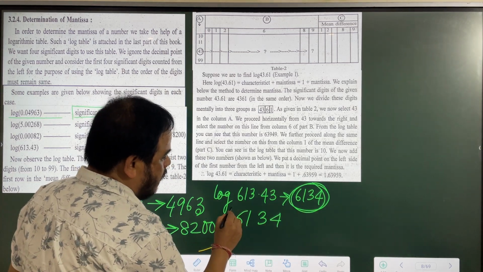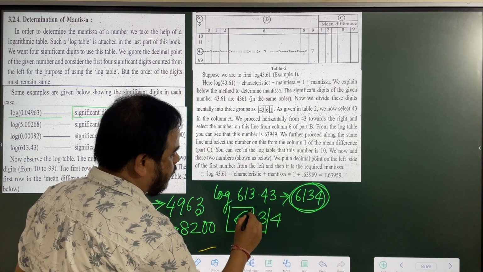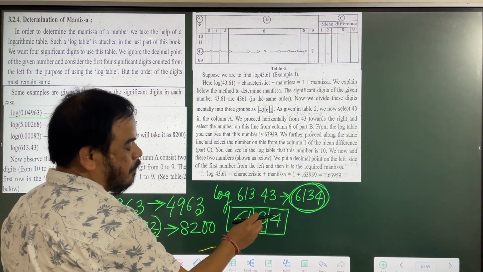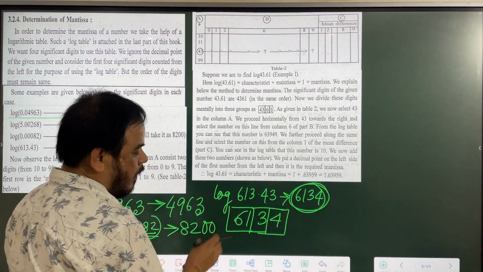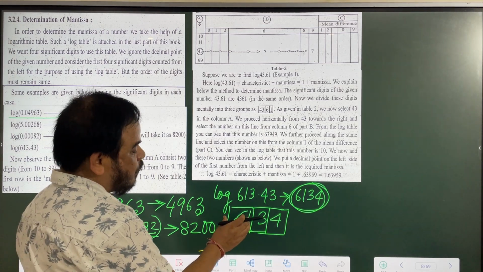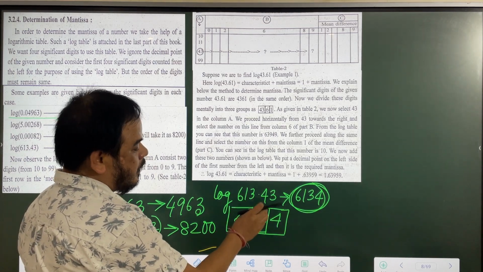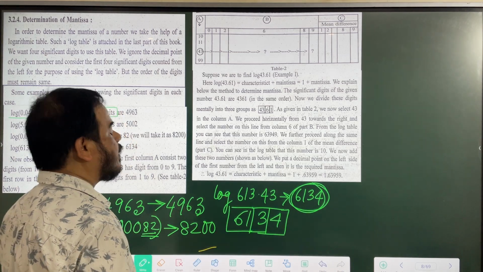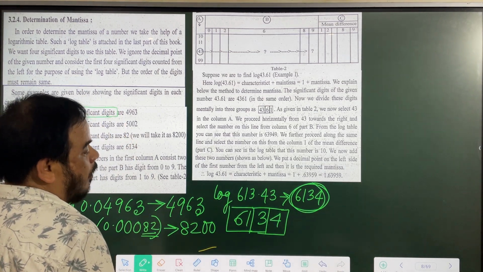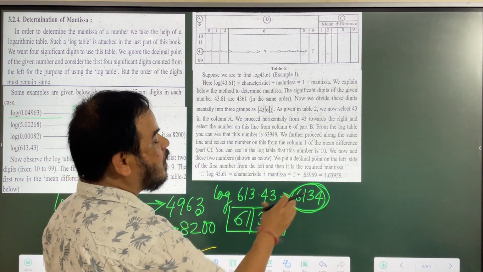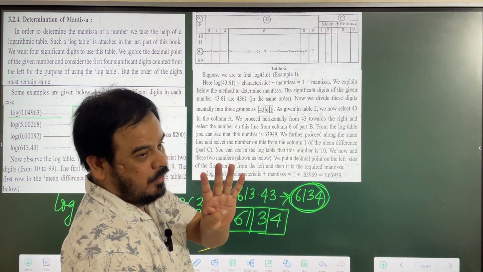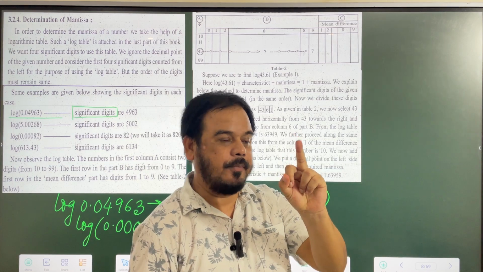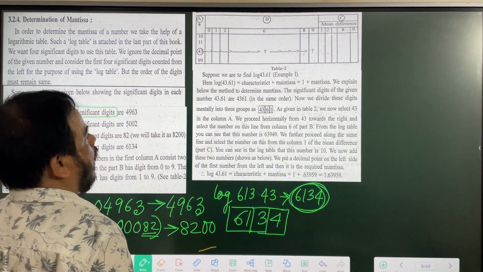With the 6134 significant digits, there will always be 3 parts. The first part will always be a pair. The second part is a single digit, and the third part is also a single digit. Let me repeat: the first will always be a pair, the second a single digit, the third always a single digit. Only then will we get the value of any log from the significant digits. First one pair, second single, third single. This one. Now here is one example.